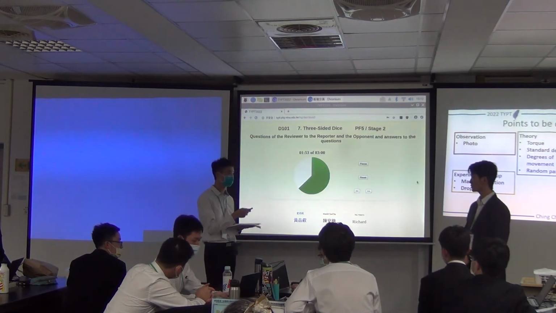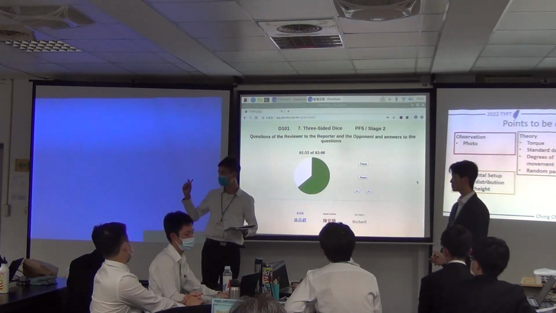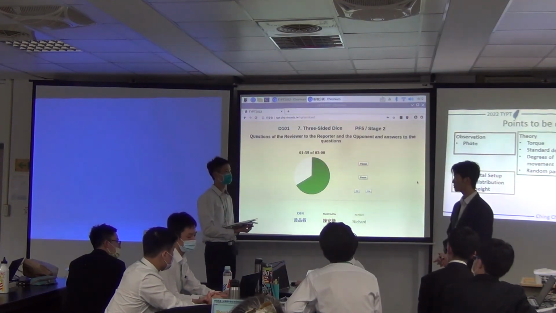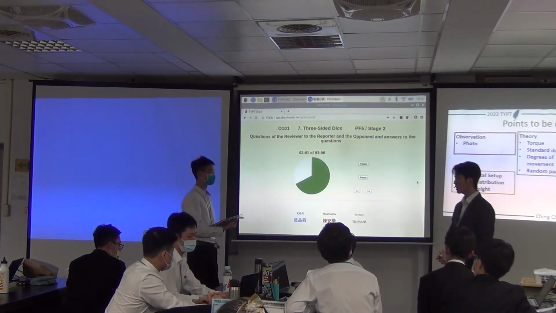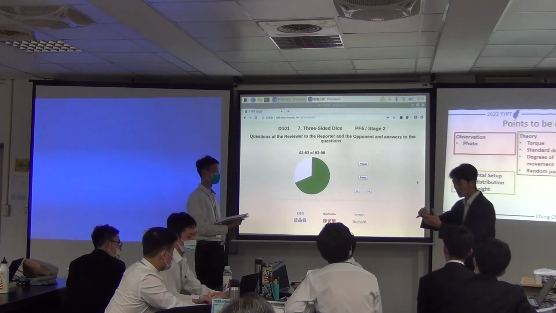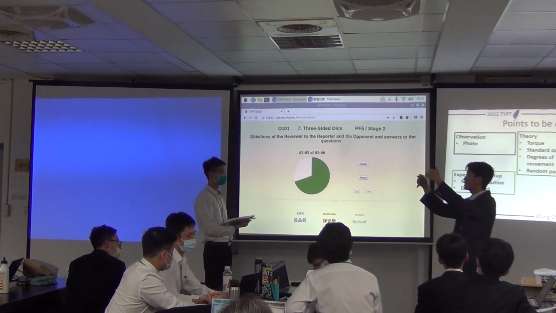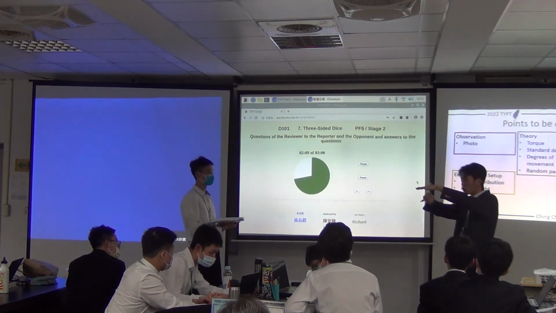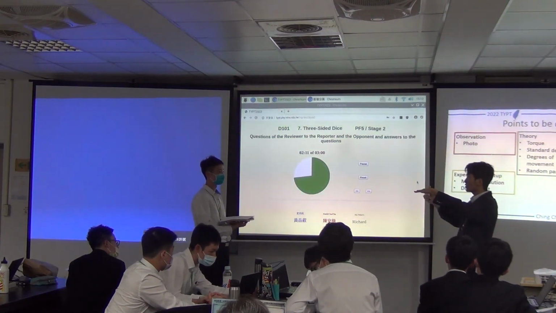Oh, you mentioned over there that if you drop the dice from too large a height, it will be too random, right? Yes. What do you mean by too random? Too random is like it would just rebound to that much height, so you would have to be at a certain lower height to observe this phenomenon.